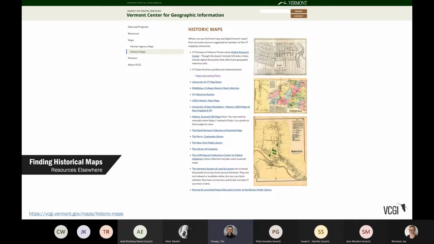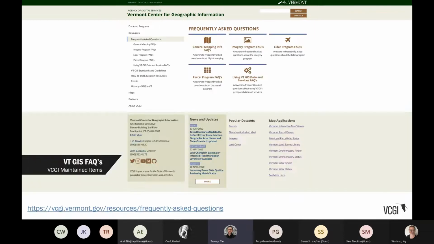We also link to historical map resources that are housed elsewhere, whether that is through State Archives and Records Administration or different academic institutions throughout the state, to federal institutions like USGS, to larger libraries like the Public Library Systems in New York or Library of Congress. These links are tailored specifically to where one can find their freely available historic map resources to further their interests. So again, we evolve these as we find them in reference to Vermont type information over time.